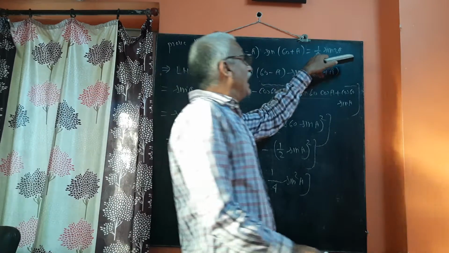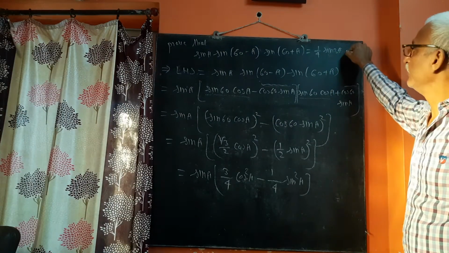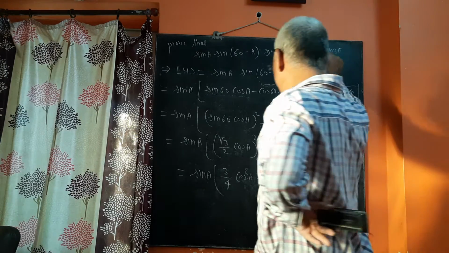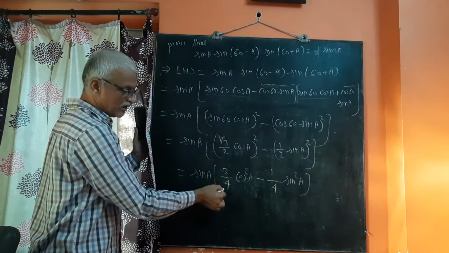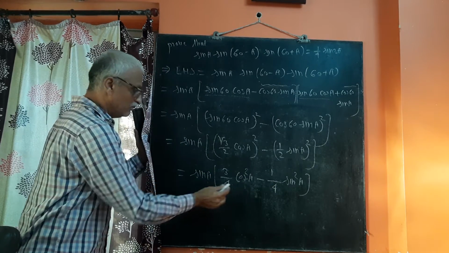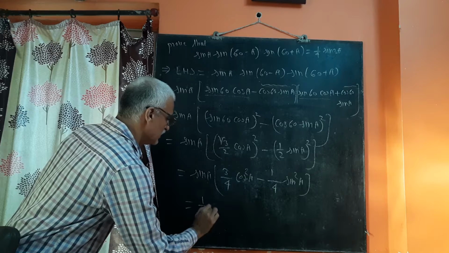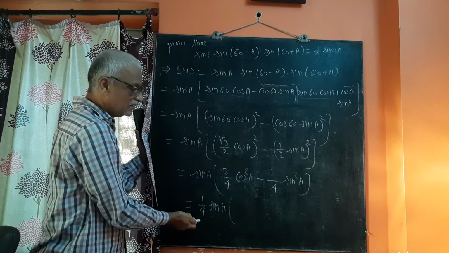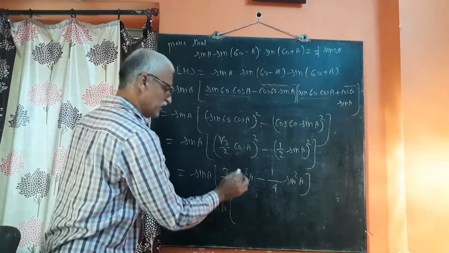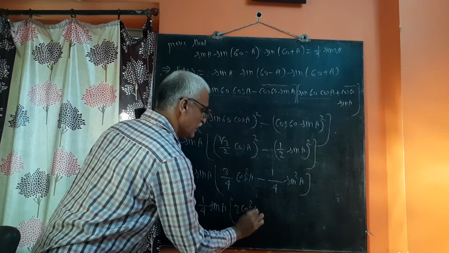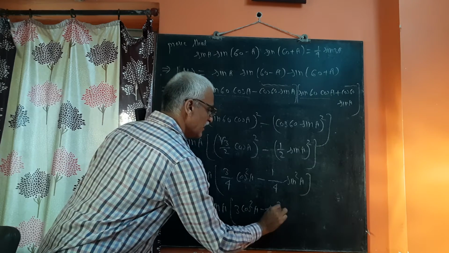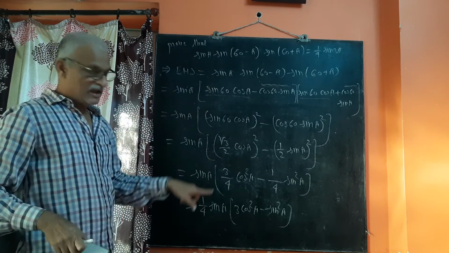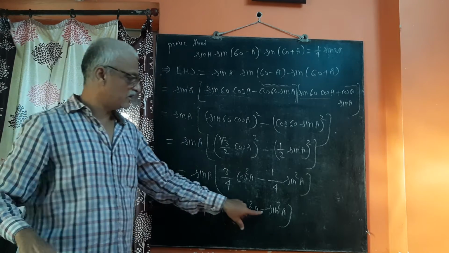But our right hand side is sin 3A. We have to obtain 1 by 4 sin 3A. Now to get that 1 by 4, we can take 1 by 4 common here. Taking 1 by 4 common, it will become 1 by 4 sin A into, 4 has come out. We have taken this 4 outside, so the remaining is only 3 cos square A minus sin square A. So we have started from the LHS and we have got 1 by 4 sin A into 3 cos square A minus sin square A.